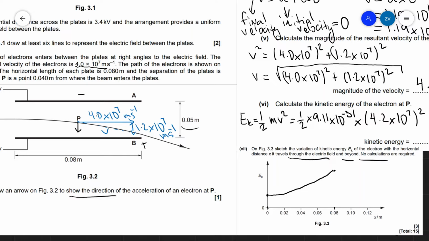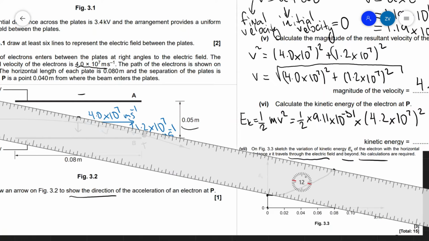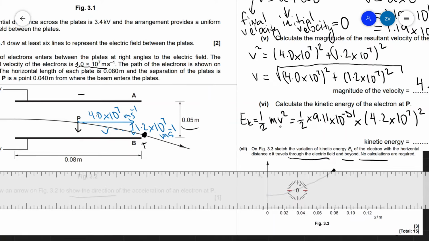Now at 0.08 and beyond, the electron will have already essentially escaped, and after it escapes, there are no forces acting on this electron. Remember, for the purposes of this question, we're ignoring the gravitational force or any other forces. Therefore, the kinetic energy should remain constant after this. I'm just going to use a ruler to draw this quite carefully.